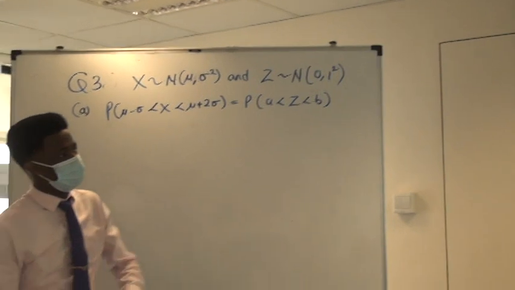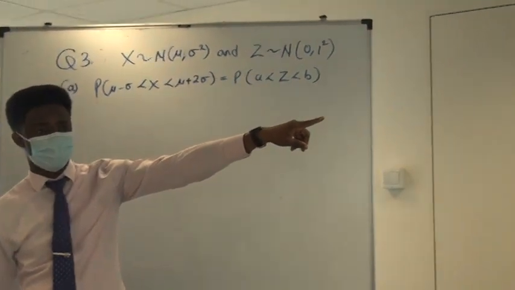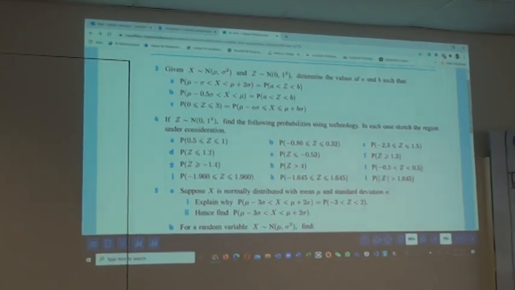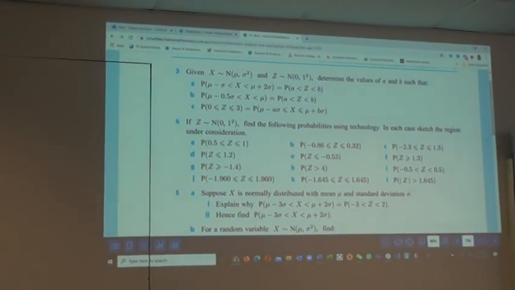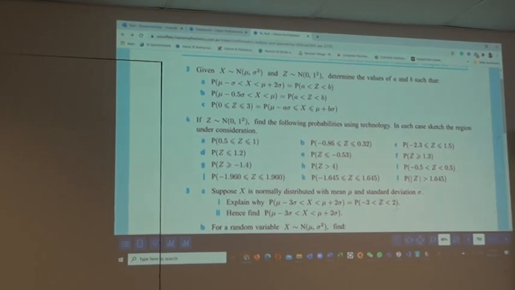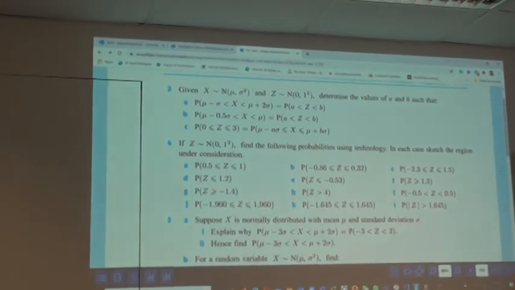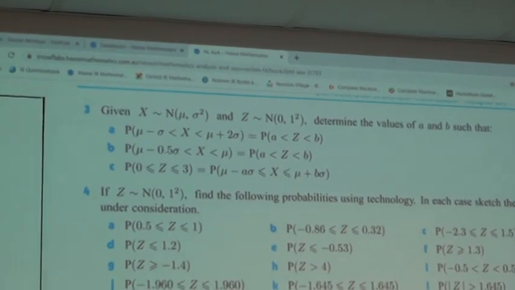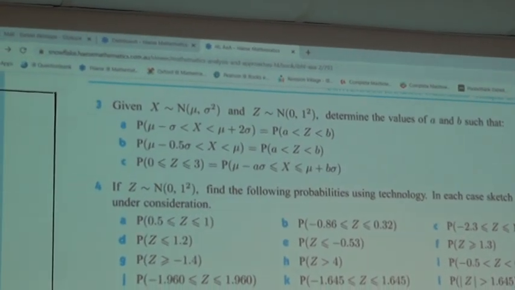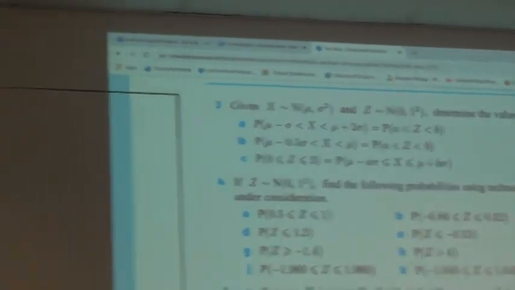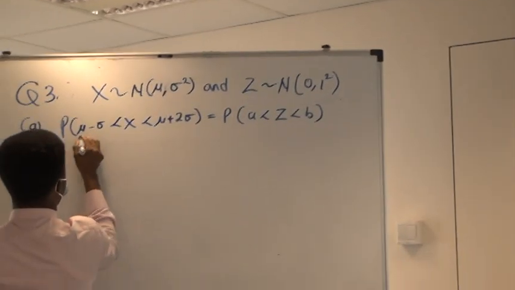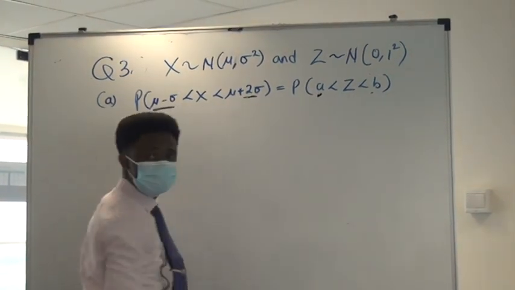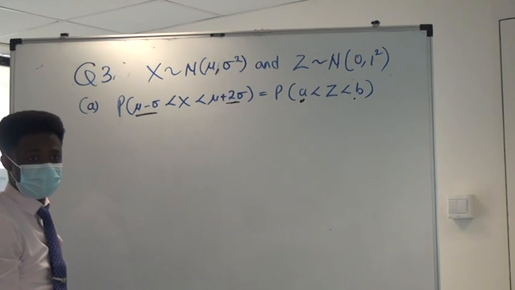So this question says, question 3 on the board. Okay, I'll send you the worksheet later. This question says, given that X is normally distributed with that mean and standard deviation, and Z is that, so they are telling you this is the Z score for those corresponding X scores. Now the question is, find A and B such that this happens. If this happens, it shows that the Z score for this is this, and the Z score for this is this. That's what that means.